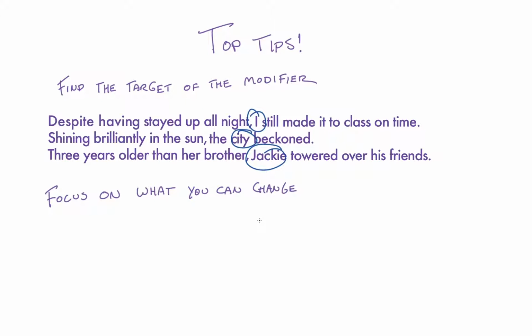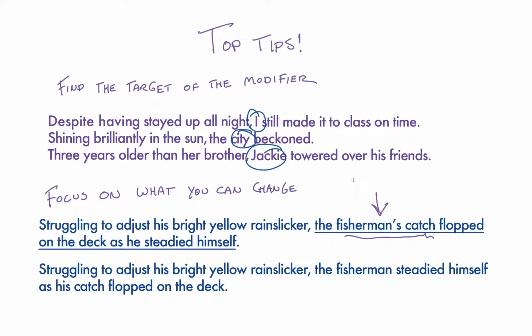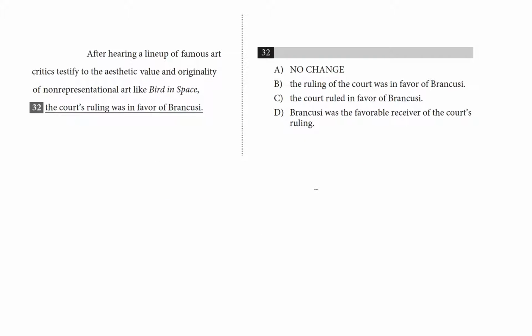Top tip: focus on what you can change. In a modifier placement question, only part of a sentence will be underlined, so focus on that underlined part. Watch. Struggling to adjust his bright yellow rain slicker, the fisherman's catch flopped on the deck as he steadied himself. Now the target of the modifier is the fisherman who is struggling to adjust his rain slicker, but as written, the sentence is telling us it was the fisherman's catch that was struggling, not the fisherman. So this is talking about a fish wearing a raincoat, and that means we need to fix the target. Instead, we have, struggling to adjust his bright yellow rain slicker, the fisherman steadied himself as his catch flopped on the deck. Let's go back to our question. Feel free to pause the video here to try it yourself.